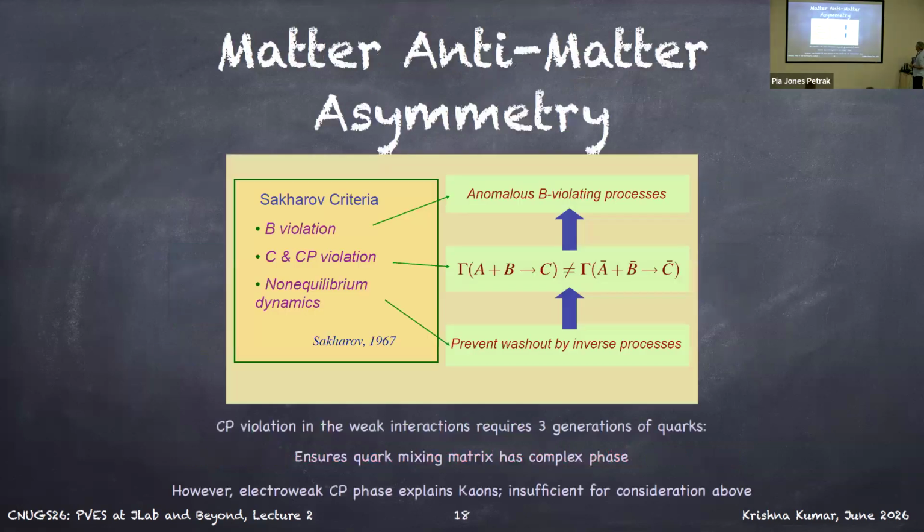Okay? All right, so now that CP violation is discovered, there was a big deal about matter-antimatter asymmetry. CP violation requires 3 generations of quarks. It also explained why we needed 3 generations of quarks. It has a complex phase now. However, we now know that the electroweak CP phase does not explain all of the matter-antimatter asymmetry. So it's still an open problem, but this was a pretty important deal because of the Sakharov criteria, the fact that you need CP violation for the matter-antimatter asymmetry.